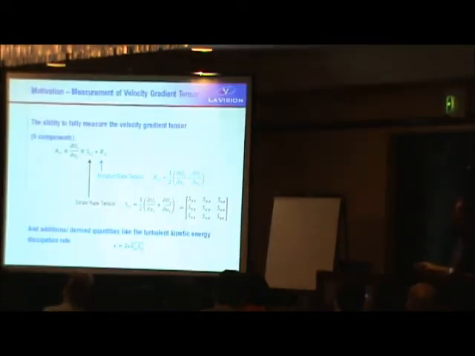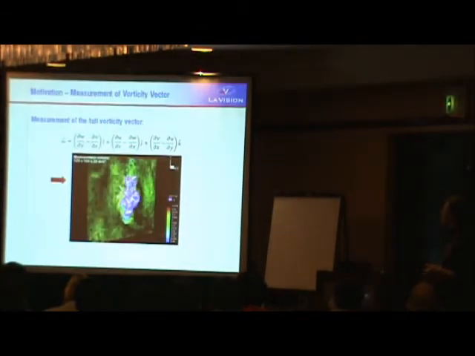Also, measuring in 3D would hopefully give access to the possibility of fully measuring the velocity gradient tensor in 3 dimensions, both the rotational components and the strain rates. And then for additional derived quantities like turbulent kinetic energy, if you have velocity information through a whole volume and in 3 components, you have that possibility. Also the measurement of the full vorticity vector.